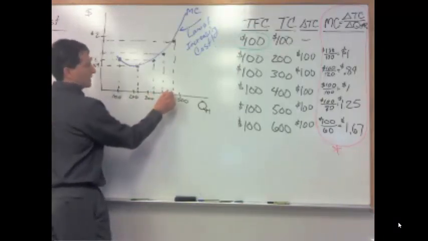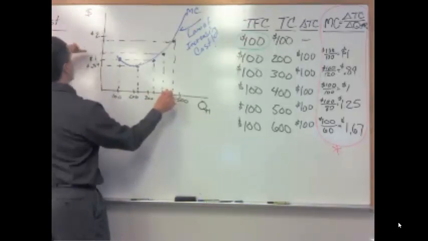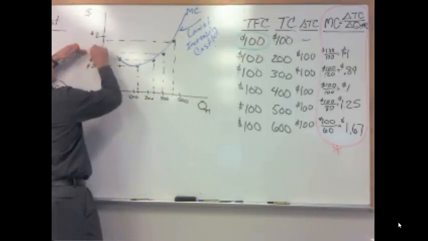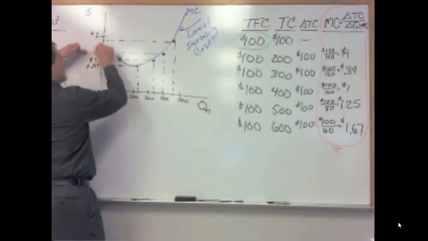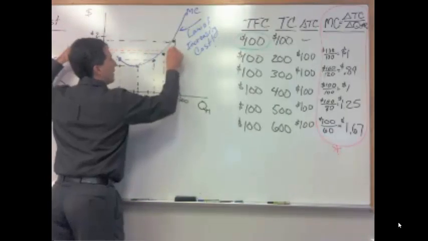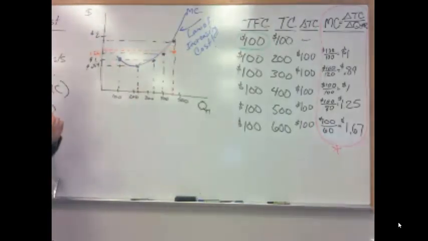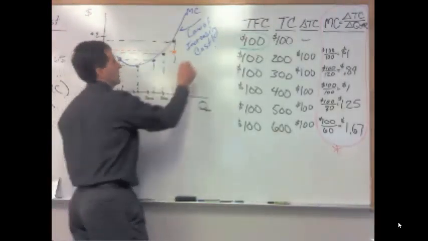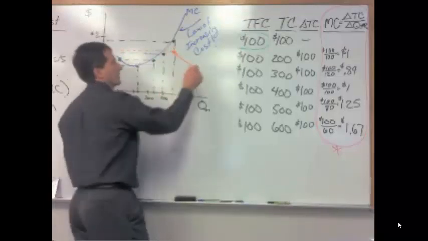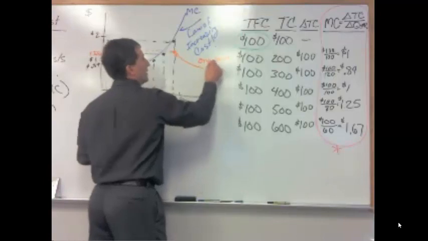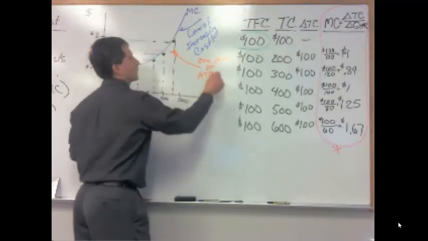All right, so check this out. At 460, at $1.30, which is a little bit higher than my $1.25, $1.30 something at 460, that is one point on the average total cost curve. I'm not drawing the curve in, but that's one point on the average total cost curve.